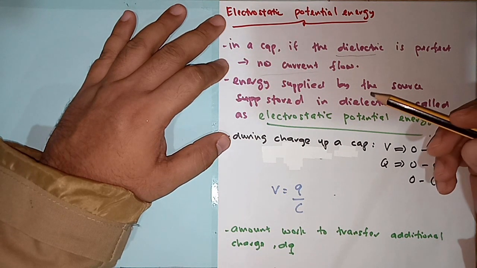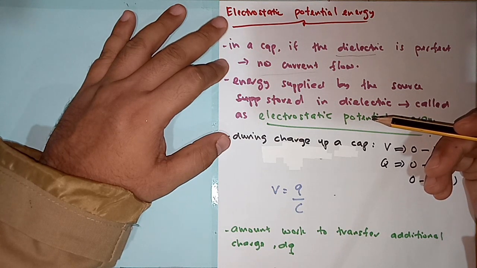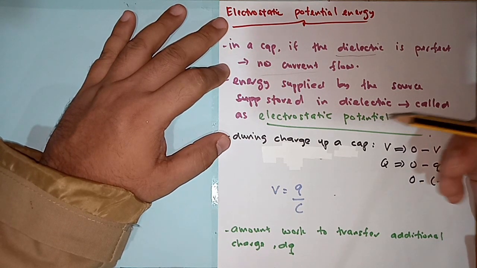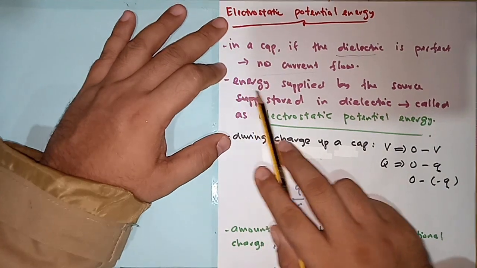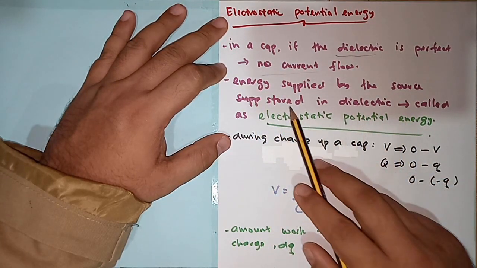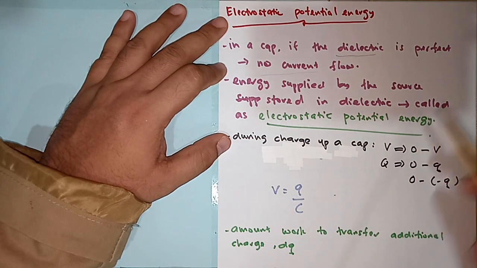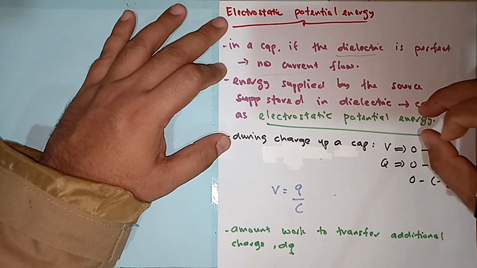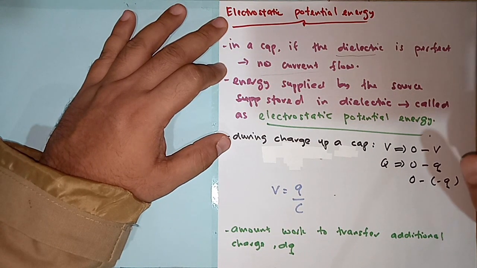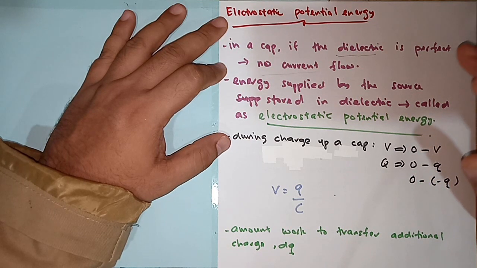So where does the energy supplied by the DC source or the battery go? Basically, the energy supplied by the source will be stored in the dielectric, and we call that energy the electrostatic potential energy. This energy is used by the capacitor to store a charge at both conductors that exist in the capacitor.